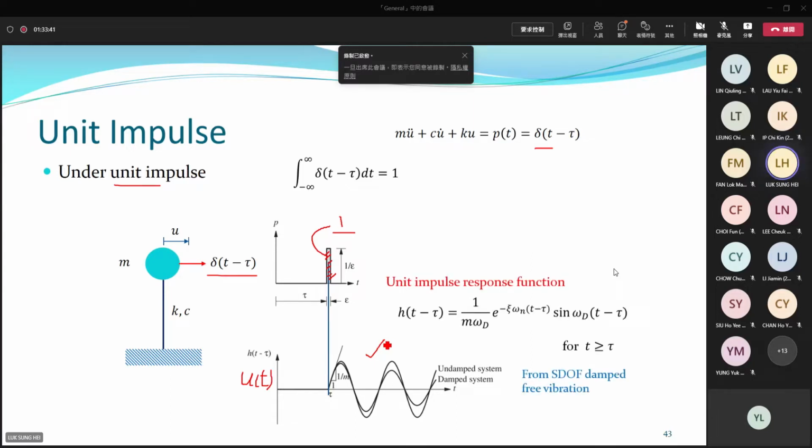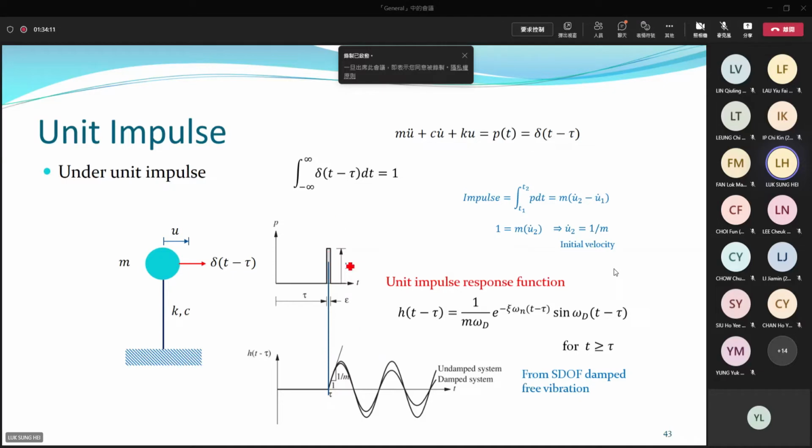Unit impulse response. By solving the equation, we found that the unit impulse response, u, is equal to 1 over m omega_d, the damped frequency, times an exponential function, times a sine function. How to solve this problem? Actually, this problem can be solved using the response of free vibrations.